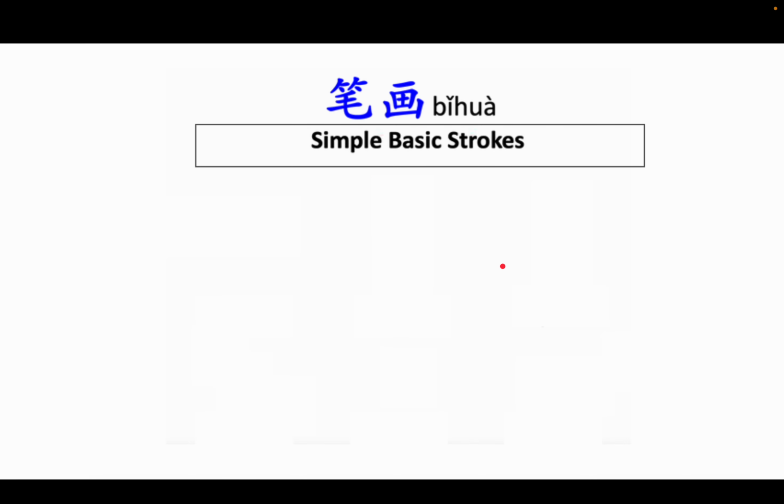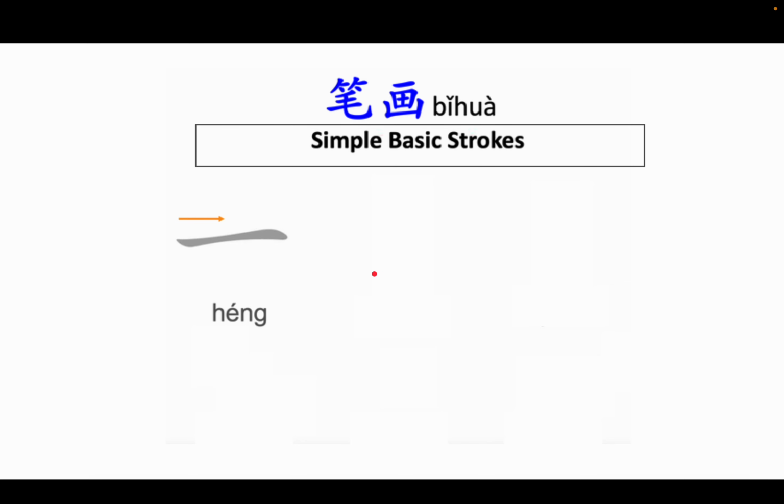Now let's talk about the first category. There are 6 basic strokes. First one, 横. Please write this down. 横. Alright, 横, of course, is a horizontal stroke. When we write it, it's a stroke from left to right, horizontal.